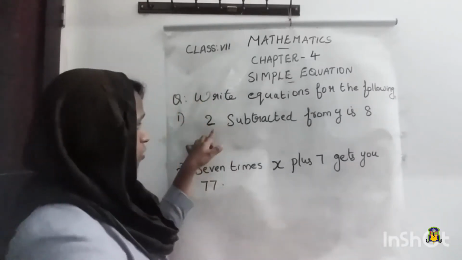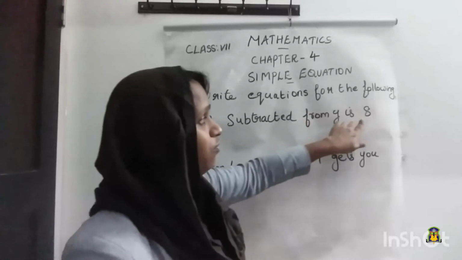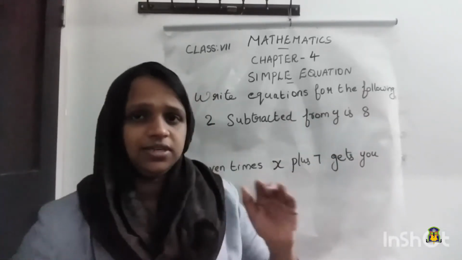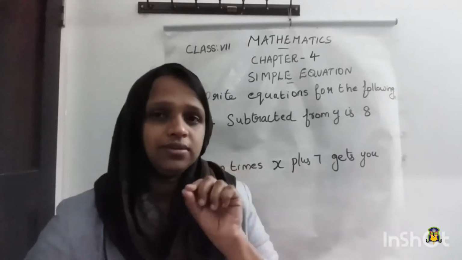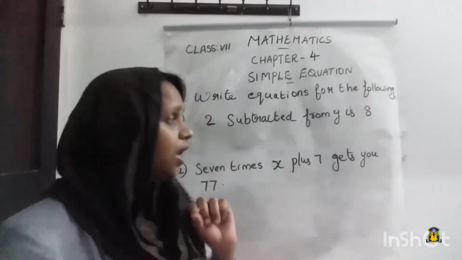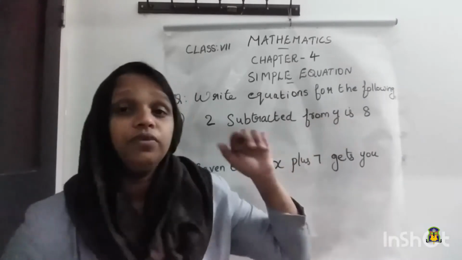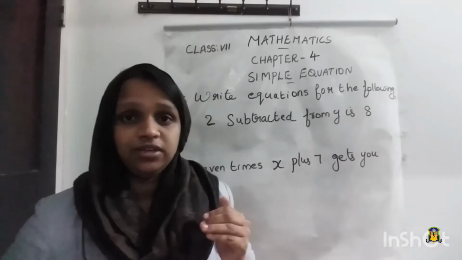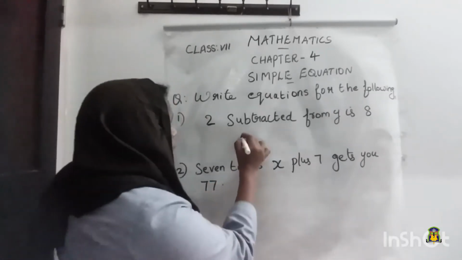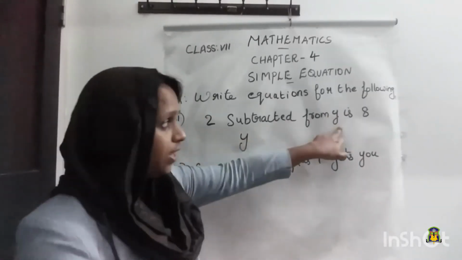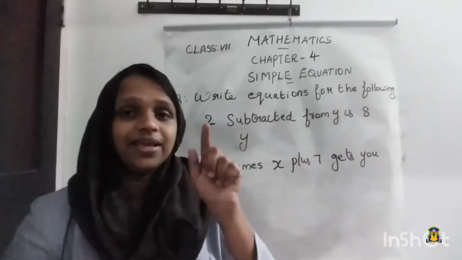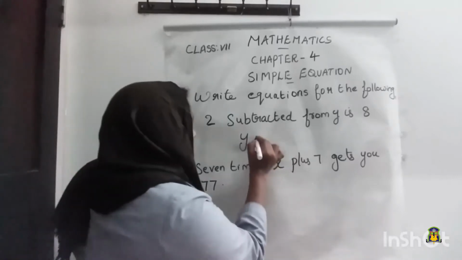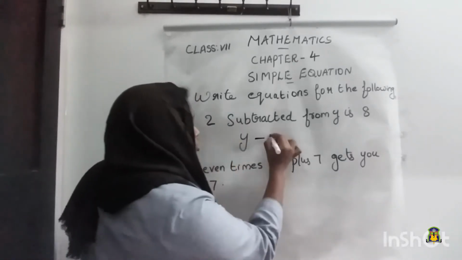So here the first question: 2 subtracted from y is 8. You look here, it is subtracted, isn't it? We know that the subtracted sign is the minus sign. We want to write y first, because from y we are subtracting, isn't it? So y, subtracted. The subtraction sign is the minus sign. So from y we subtract 2.